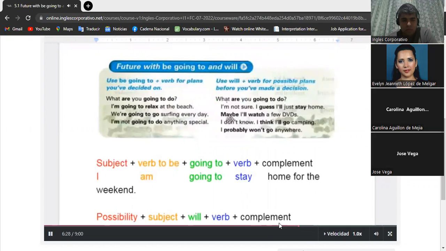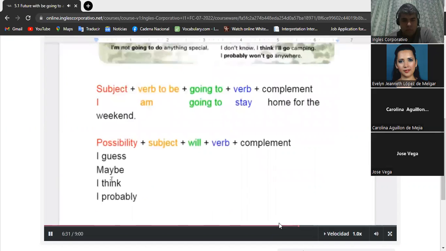So, well, I'm going to stay home for the weekend, I guess, and then this is going to follow a subject. I will watch the football game, all right? And so I could do the same thing for the rest of the possibilities that I mentioned. These are just words that will guide me towards expressing that this is not something that I've decided on. Maybe I'll watch the football game. I think I'll watch the football game. I probably will watch the football game.